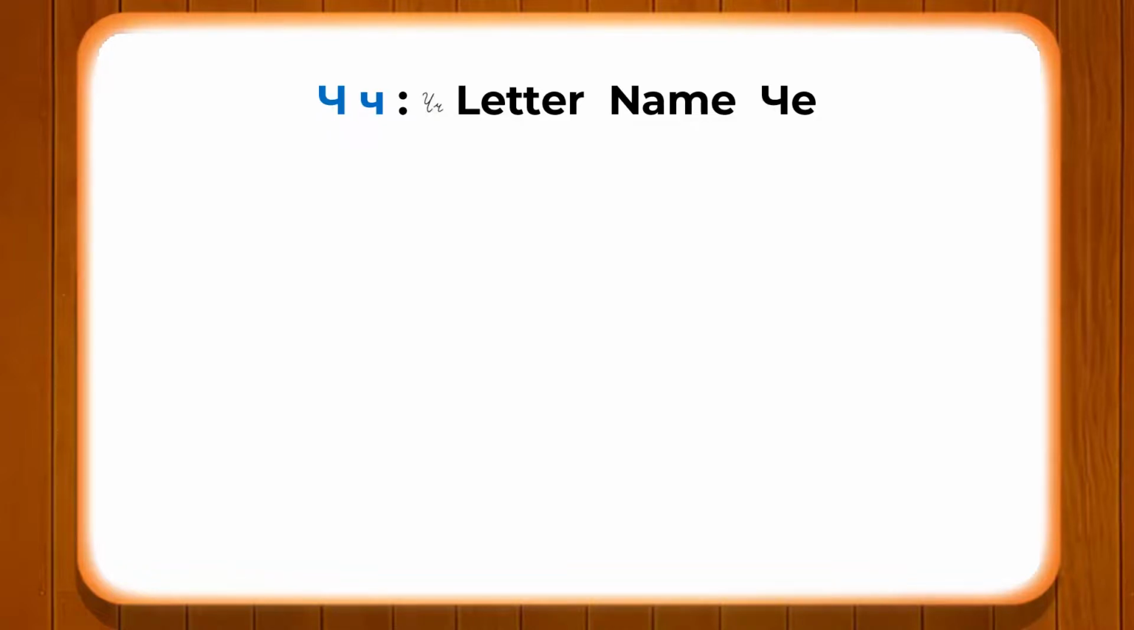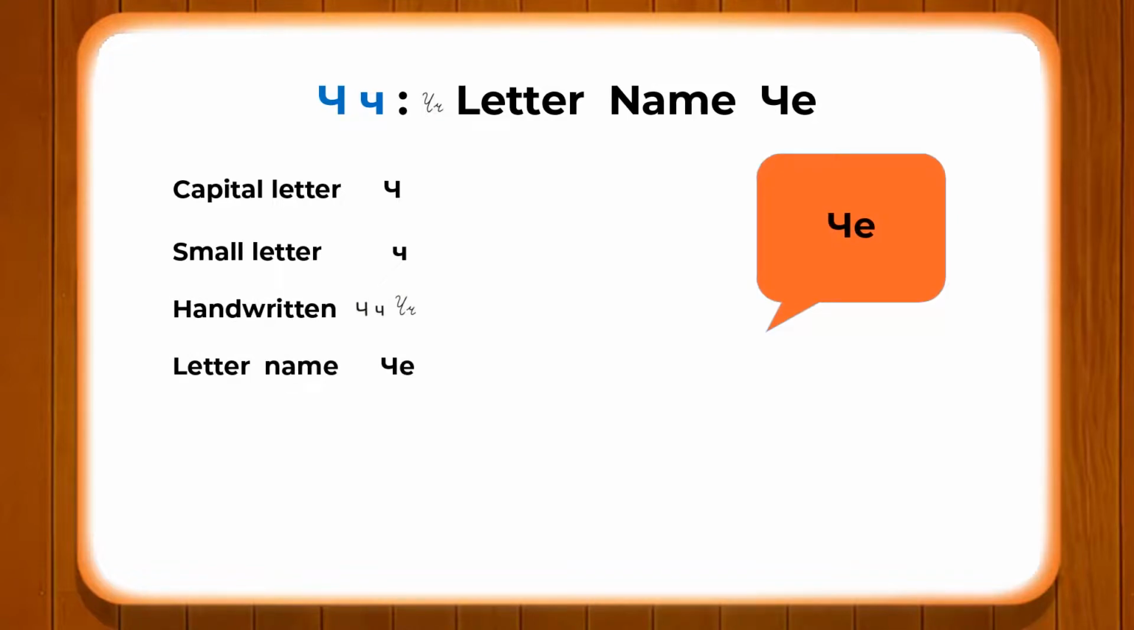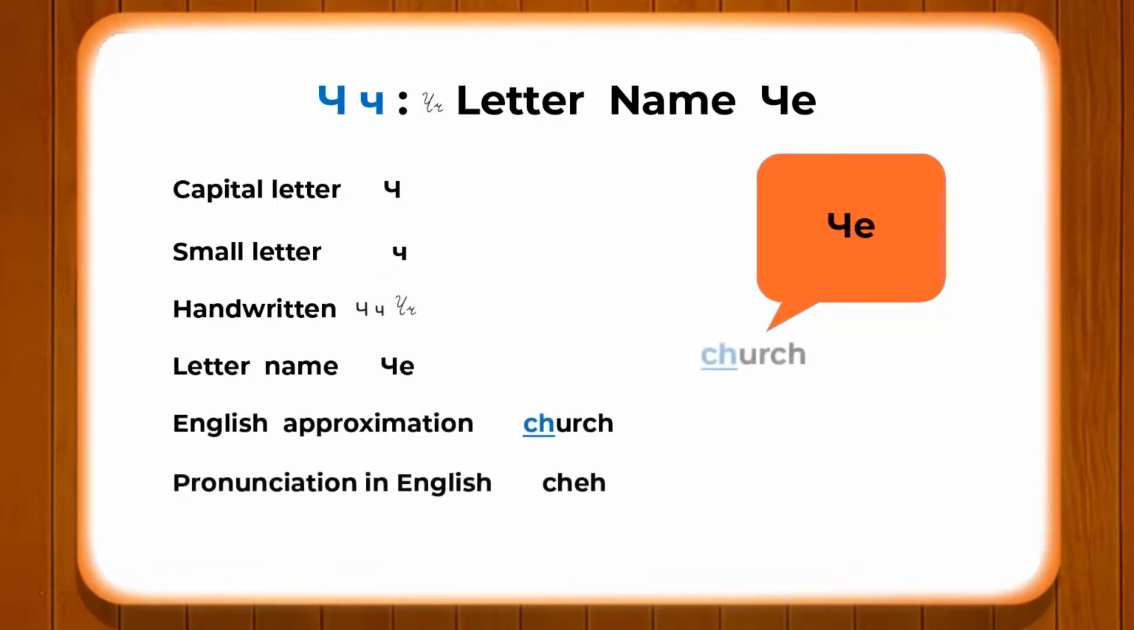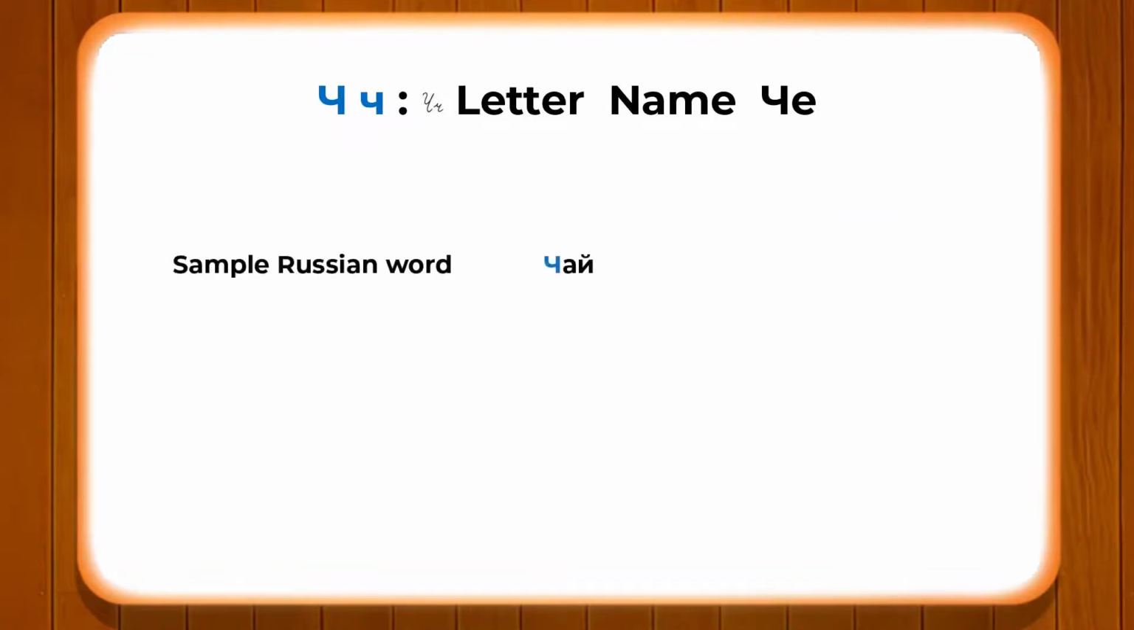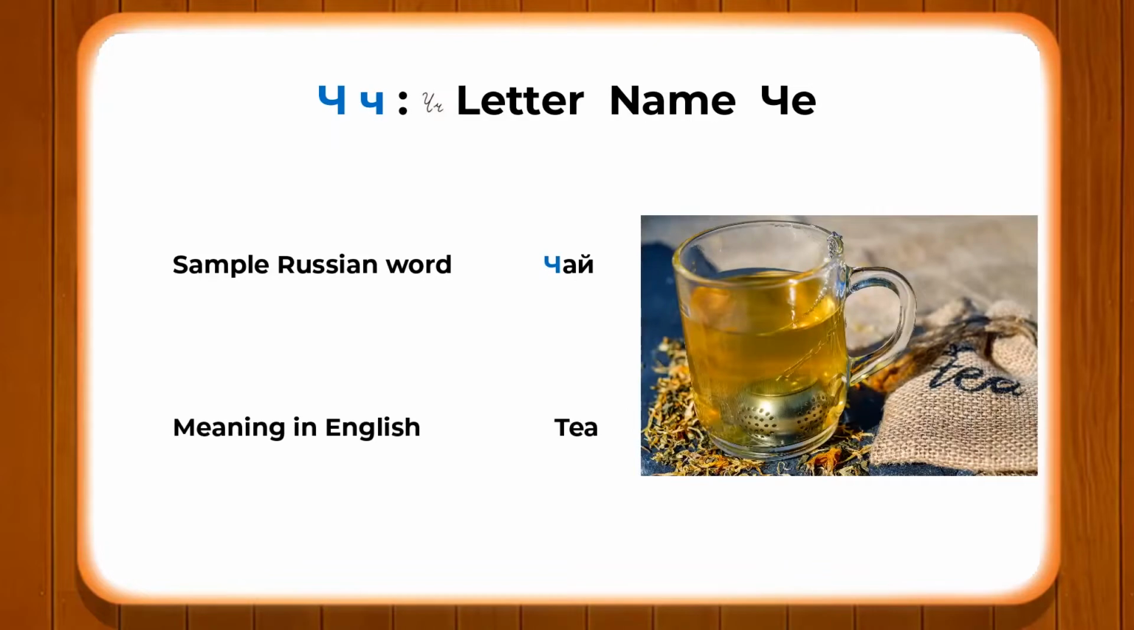So, the letter's name is Ch, as we have used in English approximation church. And how do we pronounce it? With the help of the Russian word chai, which means tea.